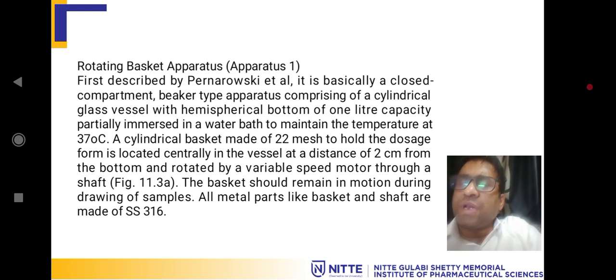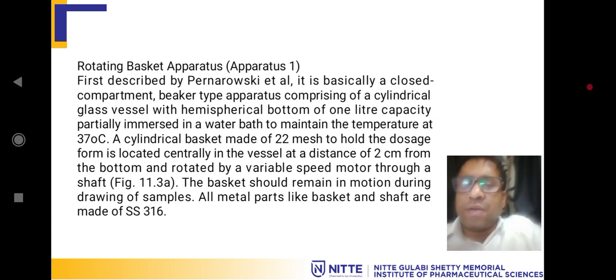Now, what is the rotating basket? First type, described by Pernarowski et al. It is basically a closed-compartment beaker consisting of a cylindrical glass vessel with a hemispherical bottom of 1 liter capacity, partially immersed in a water bath to maintain a temperature of 37 degrees.